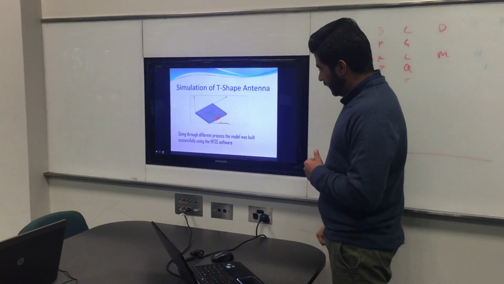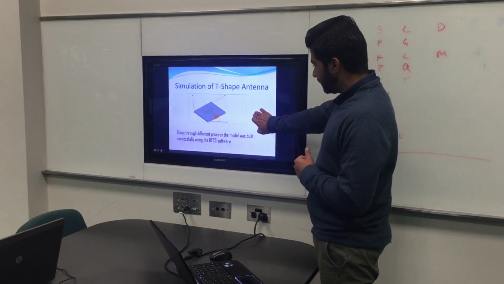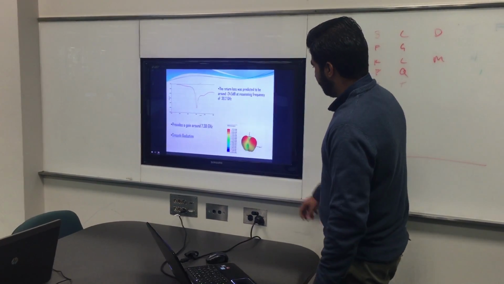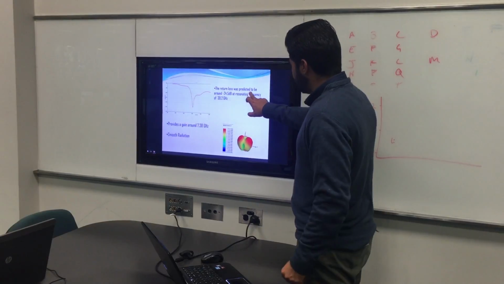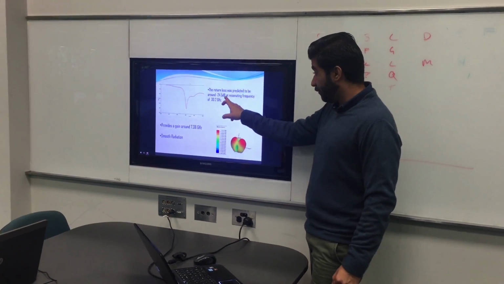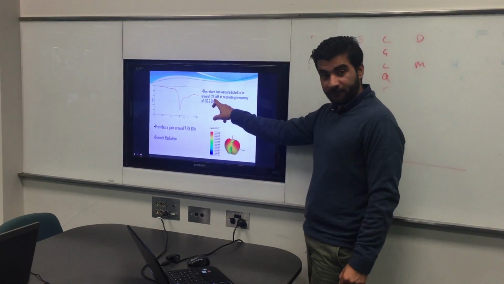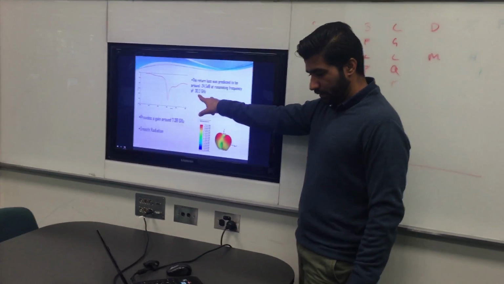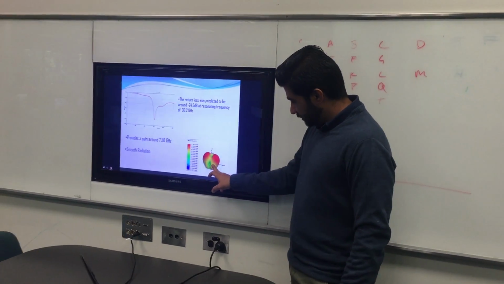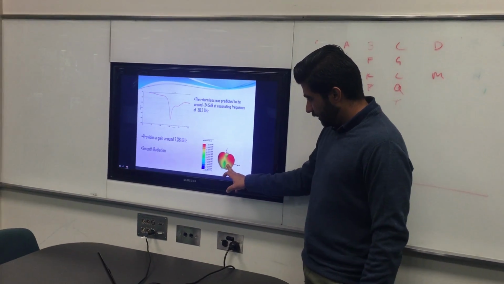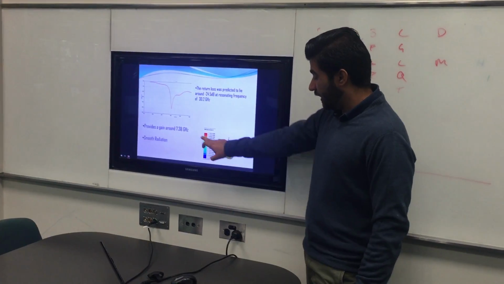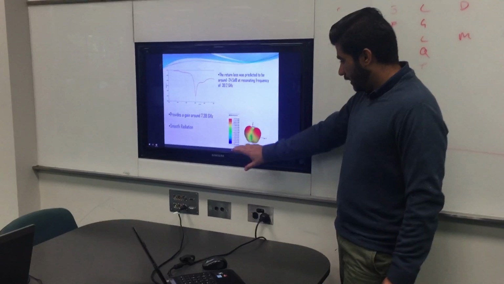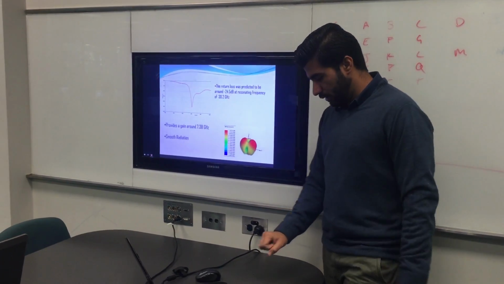Going through all the processes, the model was built successfully as shown there. It has a return loss of around minus 24.5 dB at a resonating frequency of 30.2 gigahertz. As you can see, the radiation pattern of this design gives a gain of around 7.38, and as you can see, it's quite smooth as well.